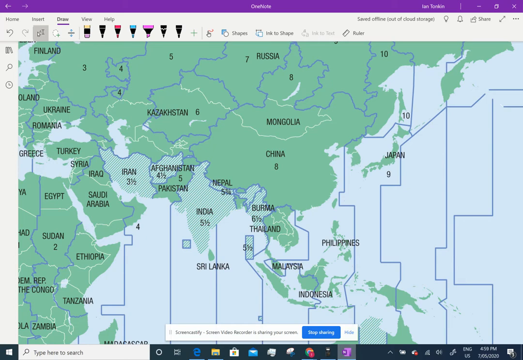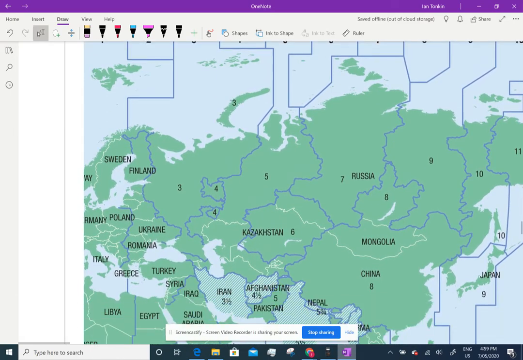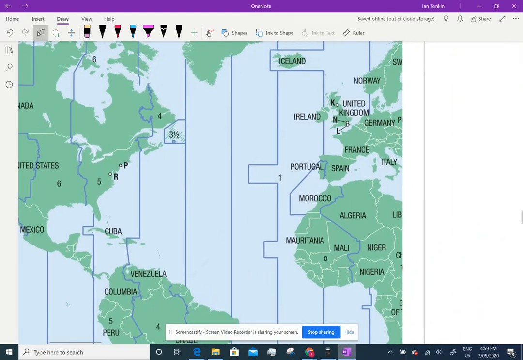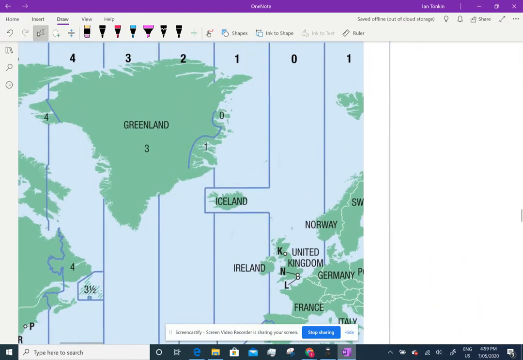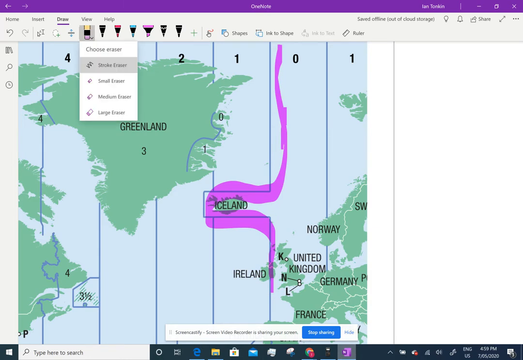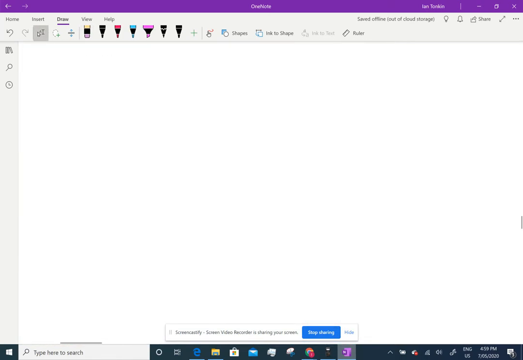I think the other one down there was Iceland. Or one of the ones was Iceland. Now, Iceland's not there, so we're going to have to go to this map up here. And you can see Iceland. And Iceland is actually in the 0 time zone. They're with Greenwich. So Iceland is 0 hours in front of Universal Coordinated Time. Okay, so you should be able to do those.